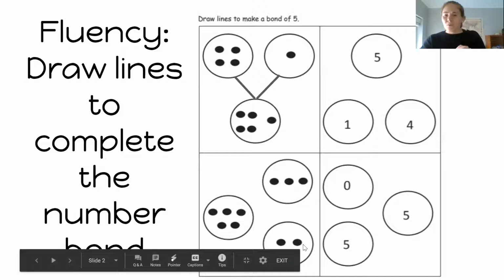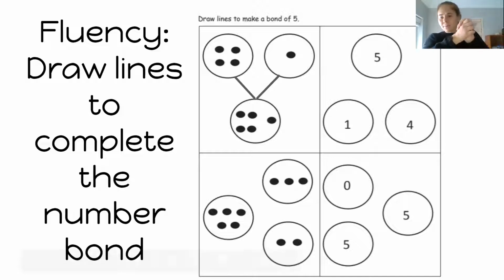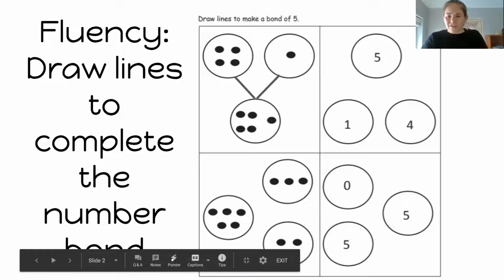Let's think. We know our whole number is going to be our biggest number. Is 2 our biggest number? I don't think so. What about 3? Is that our biggest number? Is 5 our biggest number? Let's see. So we have 5 as our total. Now we're going to see how our parts come together.